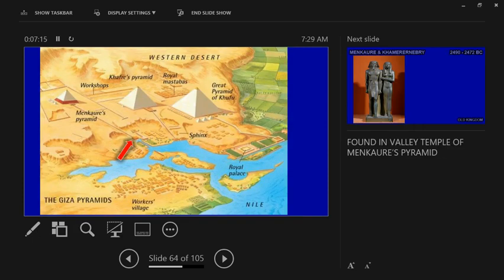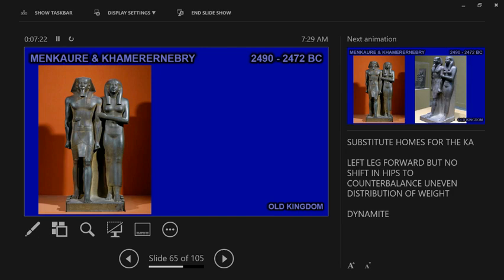All right, and then we're going to go over to this little building right here, and we're going to look at Menkaure and his queen. I've never been able to pronounce her name. Again, these are substitute homes for the Ka. The Ka is the spirit of the god, right?